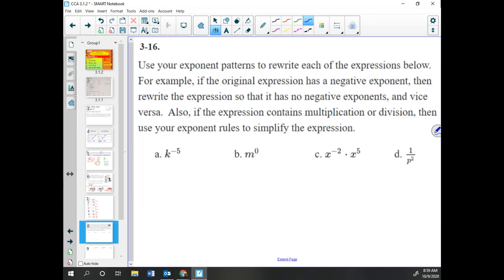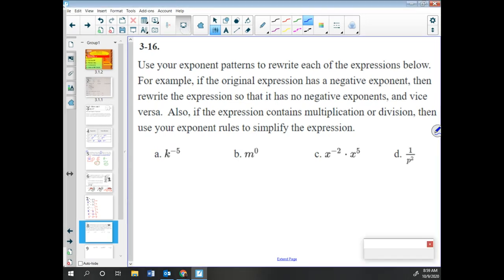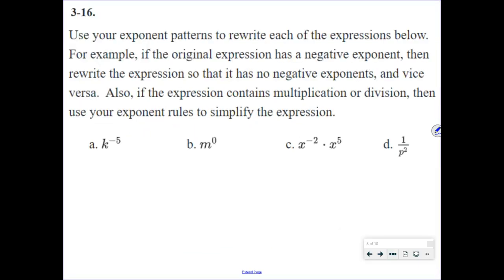All right. So now is your chance to explore here. You're going to try some of this on your own now. Use your exponent patterns to rewrite each of the expressions below. For example, if the original expression has a negative exponent, then rewrite the expression so that it has no negative exponents, and vice versa. Also, if the expression contains multiplication or division, then use your exponent rules to simplify the expression. All right? So one rule of thumb.